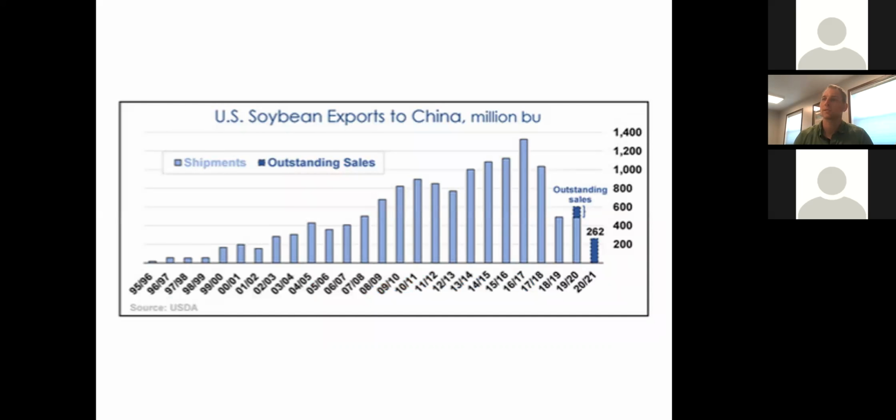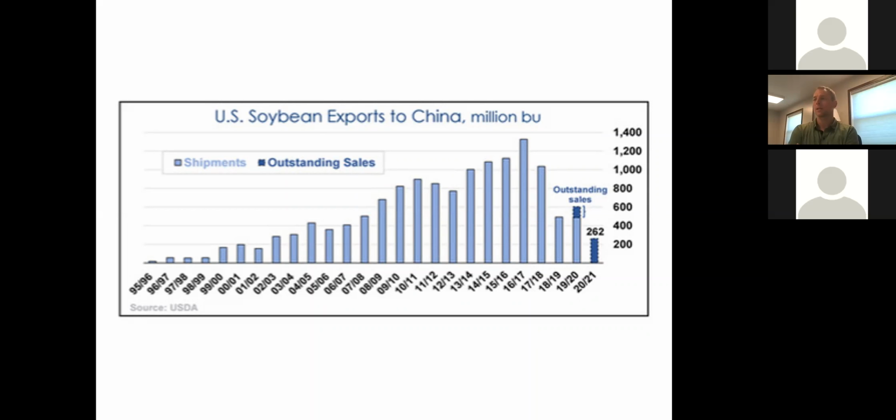This chart shows some of the same data. For the 2019-2020 crop, as you can see, we're going to be somewhere in the 600 area to China, and so far for next year we already have 262 million bushels. Those numbers are climbing right now. Every day we're finding new sales. So things in general are looking optimistic compared to last year.